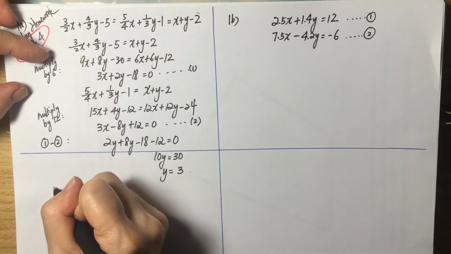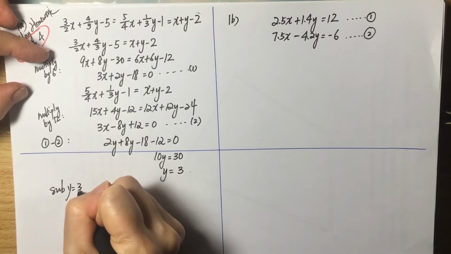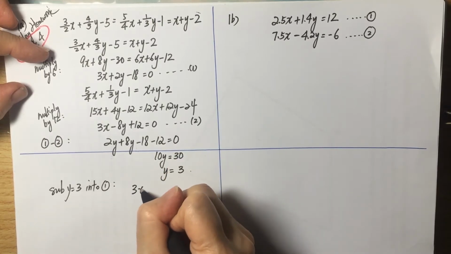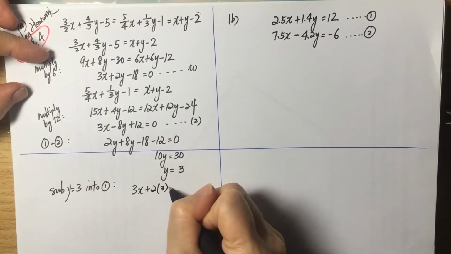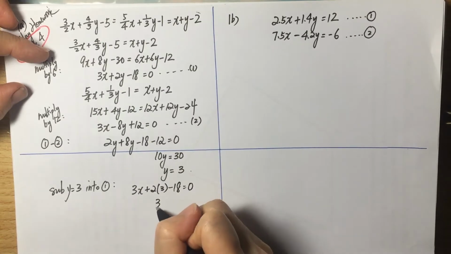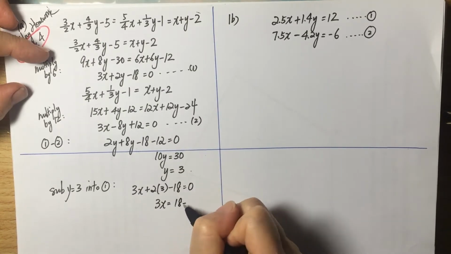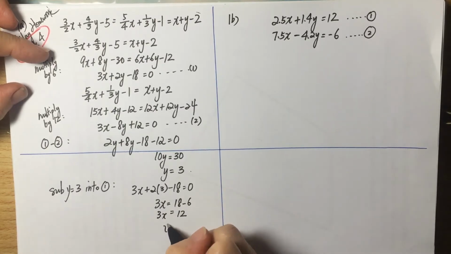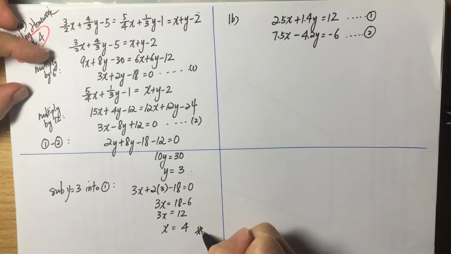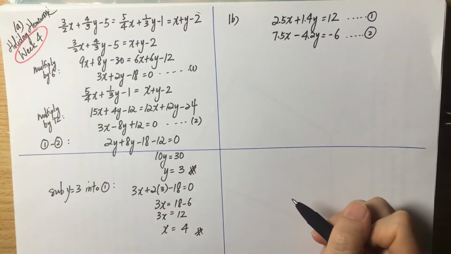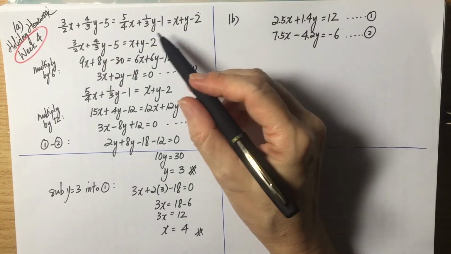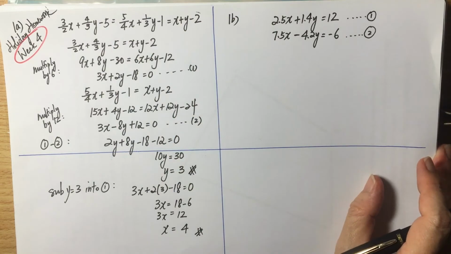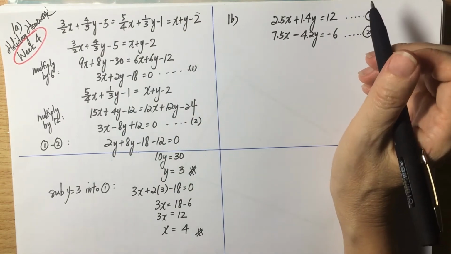So if I substitute y equals to 3 into, let's say, equation 1, I'll have 3x plus 2 times 3 minus 18 is a 0. 3x equals to 18 minus 6, which is a 12. So therefore, x is actually equals to 4. So my x value is 4, my y value is 3. So I've solved this pair of simultaneous equations. That's question 1.